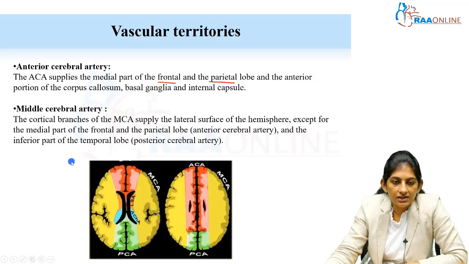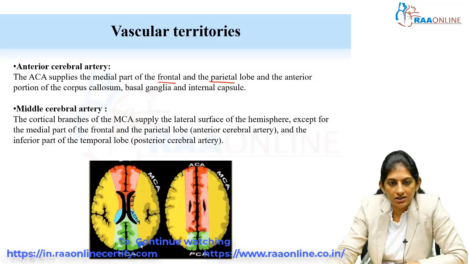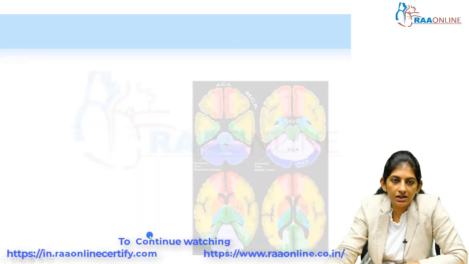The middle cerebral artery is the major chunk. This is the yellow representation in the image. The branches of the MCA supply the major part of the lateral surface of the cerebral hemisphere, except for the areas supplied by the anterior cerebral artery and the PCA. So maximum is supplied by the middle cerebral artery.